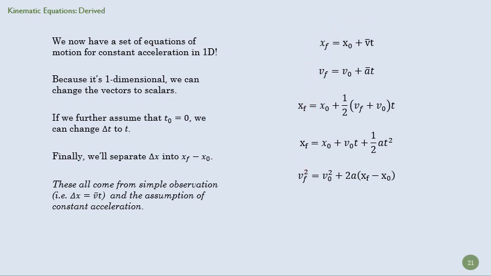Notice these come from simple observations about how fast you move over an amount of time, and an assumption that acceleration is constant. So if your acceleration is not constant, these equations no longer work. Not all of them, but any of them that have acceleration in them.